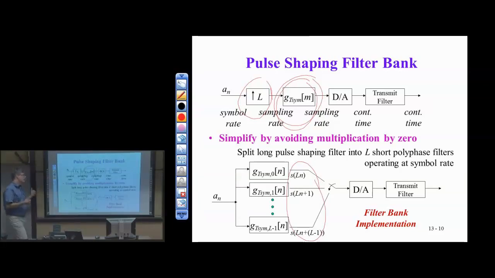In this context, that lower sampling rate is the symbol rate. So the filtering is happening at the symbol rate, not the sampling rate. So I have the same number of FIR coefficients, but I'm running those coefficients as a filter at the symbol rate, which is L times slower than the sampling rate. So I get a factor of L savings in multiplies per second.